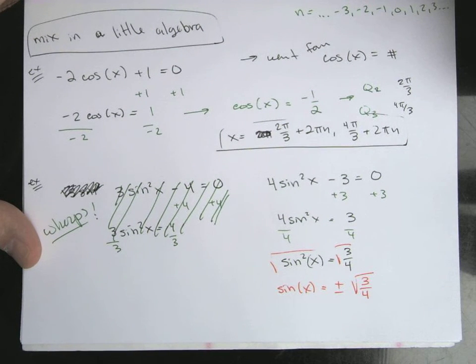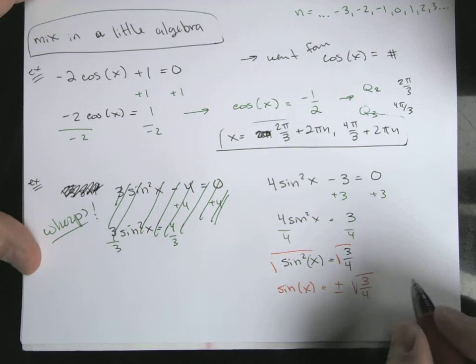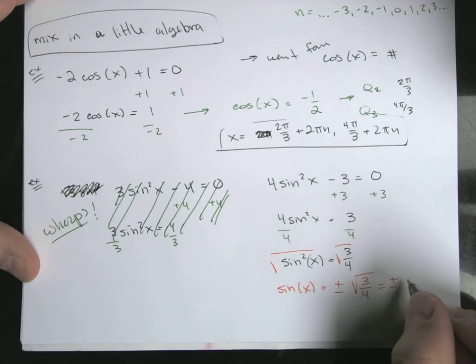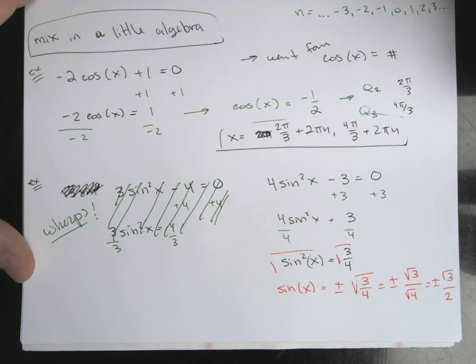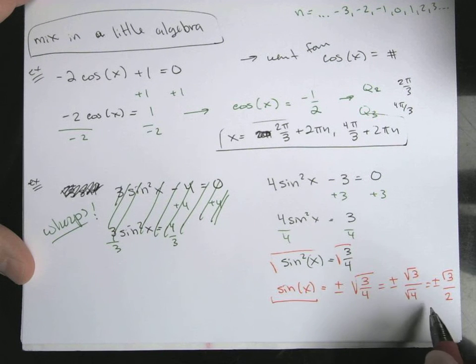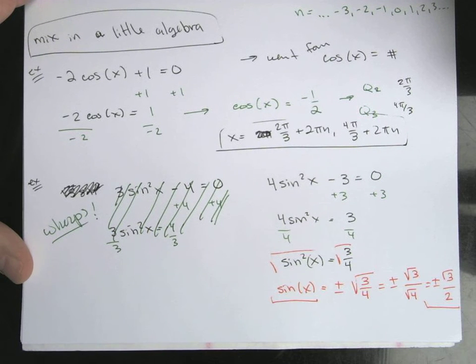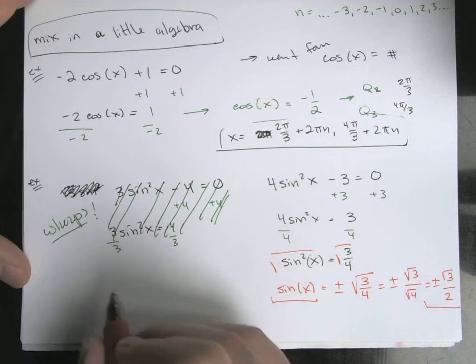So that is also still not really a great trig value. However, if I start to break this up, this would be root 3 over root of 4, which would be positive or negative root 3 over 2. So lo and behold, in a somewhat non-obvious way, we end up with a semi-decent trig value, right? So sine of x could be positive or negative root 3 over 2. So we're getting here, in some sense, 2 different answers.